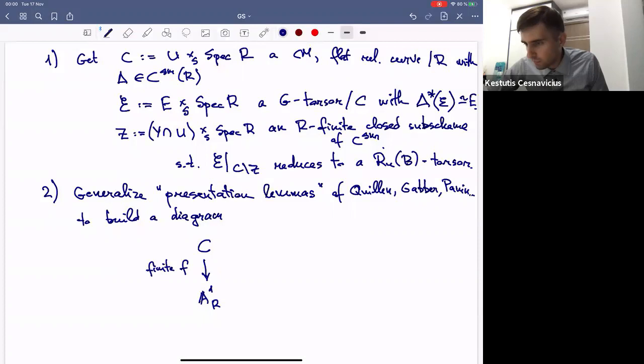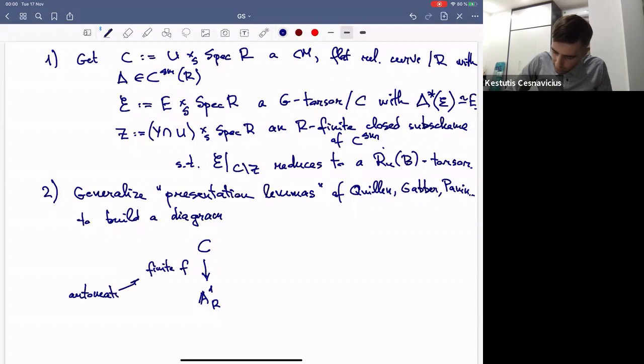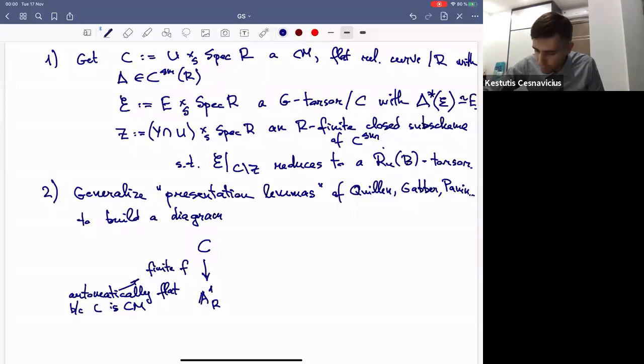And this morphism is automatically flat by that same miracle flatness because, well, fibers are finite in dimensions, the source is Cohen-Macaulay, and the target is regular. So because C is CM, because C is Cohen-Macaulay, that's somehow why Cohen-Macaulay was really important for this whole business, to get automatic flatness of such maps. And we also construct an affine open of C containing delta, an affine open W, and F restricts to W.